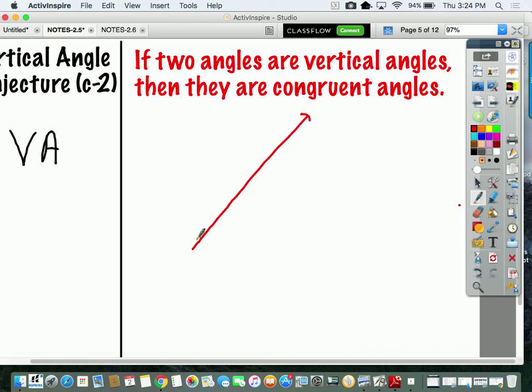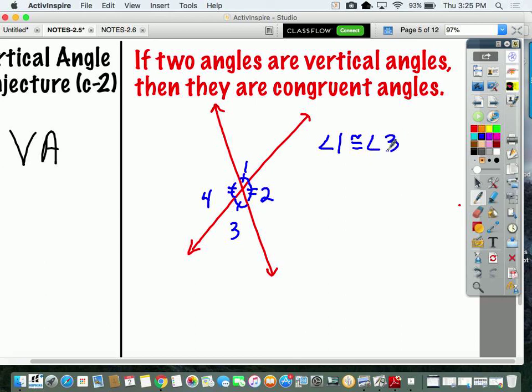So if I drew two lines that intersect like this, and I label the angles maybe 1, 2, 3, and 4. The angles that are across from each other are the vertical angles. So like angle 1 and 3, I make an arc with a dash. That means that those are vertical and they're congruent. 2 and 4 are across from each other. Those are congruent as well. So we would say angle 1 is congruent to angle 3, and those two are vertical. Angle 2 is congruent to angle 4, and those are vertical angles as well.